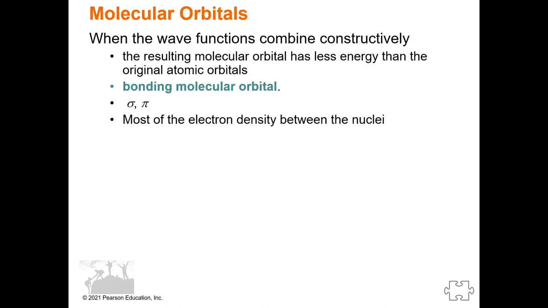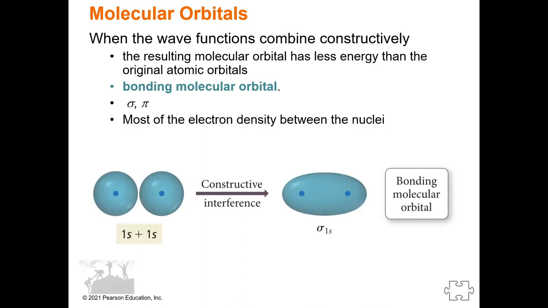When two waves with the same frequency interfere constructively, the resulting wave would have an increased amplitude. So here, when two atomic orbitals combine constructively, a bonding molecular orbital would be produced. So just like with the other two bonding theories, the energy of the system would decrease and the bond would be very stable. Here the electron density is along the internuclear axis. So this molecular orbital is called sigma 1s.